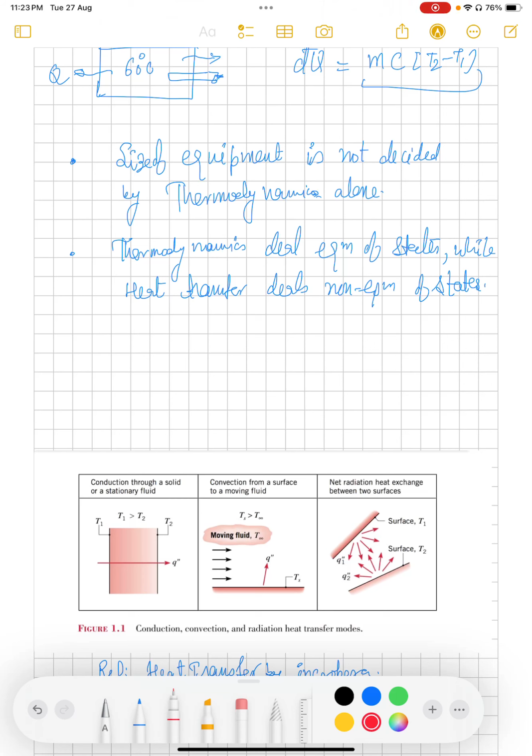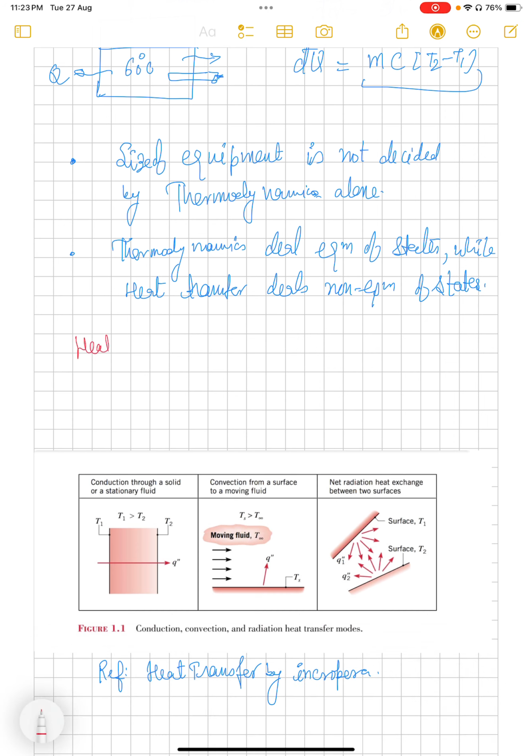As we recall from our previous class, what is heat transfer? So heat transfer is thermal energy in transit due to spatial temperature difference.